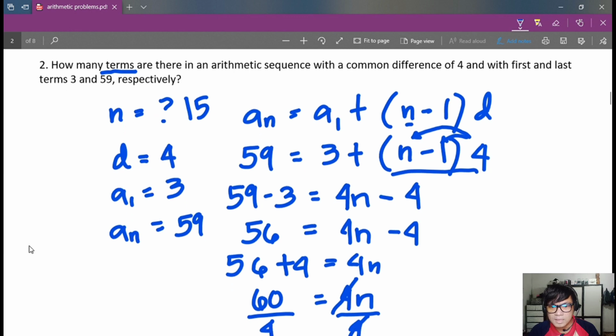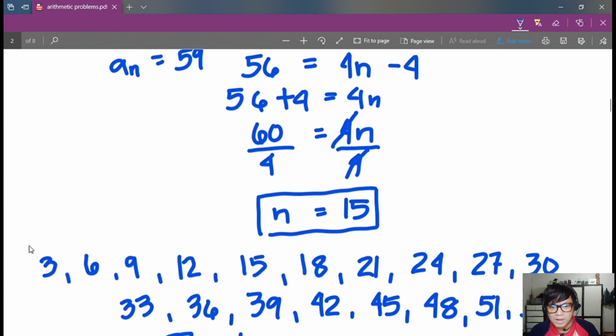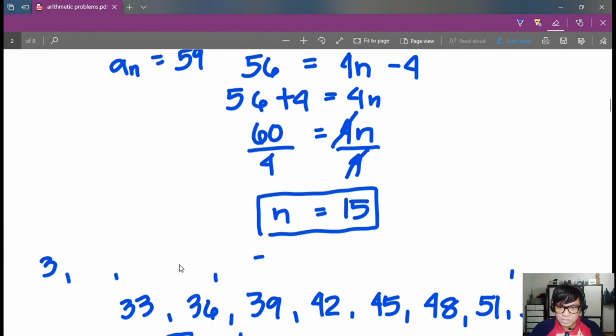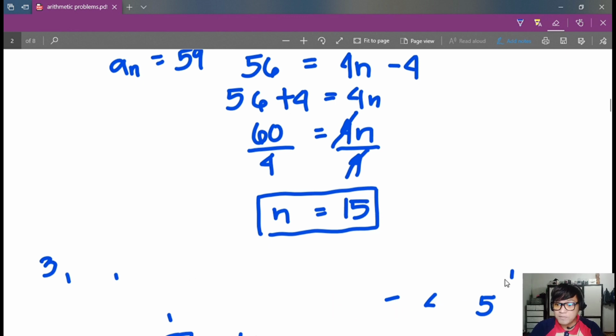Ay, sorry. Mali pala itong ginawa natin. Our common difference is 4. Erase muna natin ito. Kaya nagtaka ako, bakit parang ang layo na lang narating natin, hindi siya na-jive. Because I assumed na yung ating common difference is 3, so hindi pala 4. Sorry for that. Erase muna natin ito. So, our common difference is 4.